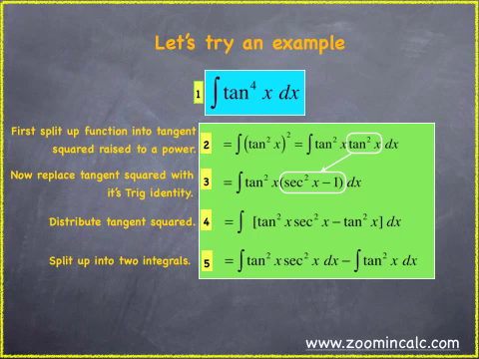At this point, we're going to simply distribute our tangent squared, and we're going to multiply that. So we have tangent squared times secant squared minus, and then tangent squared times 1. We just simply distributed the tangent squared here. And then in item 5, we have basically split up our integral into two integrals. And you can do that so long as the functions are either added or subtracted. You cannot do that if they're multiplied. So since we are subtracting tangent squared, that allows us to split up our integrals.